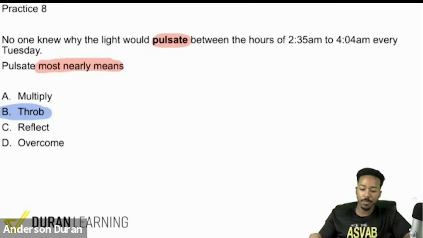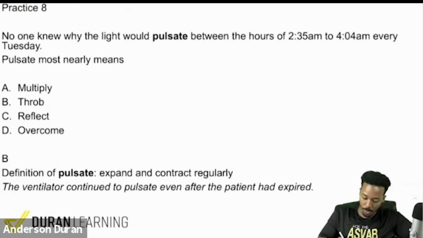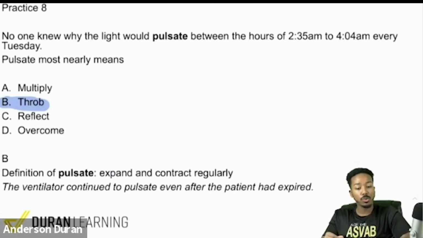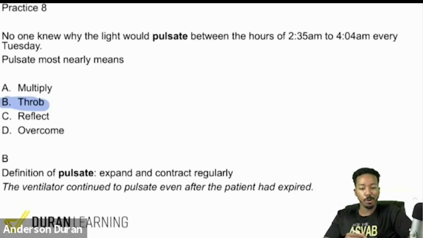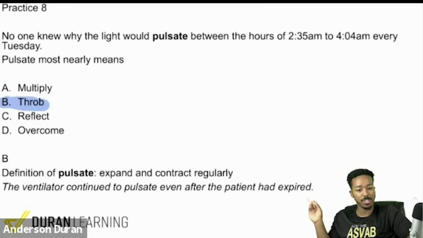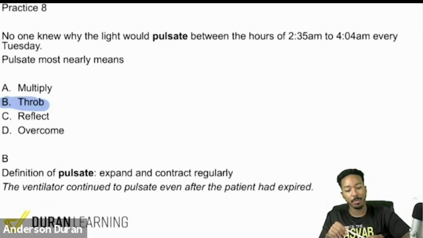Right on. Let's look at the definition first, then we'll look at the other words. So the answer here is B, throb. The definition of pulsate: to expand and contract regularly. I actually didn't look at the exact definition before this one. Next, the ventilator continued to pulsate even after the patient had expired. Wow, some of these sentences are, Sheena, we have to have a chat here. So the ventilator continued to pulsate even after the patient had expired.